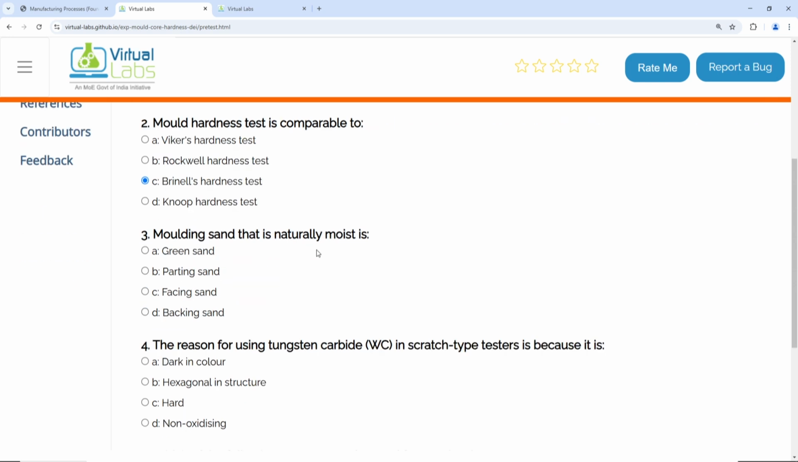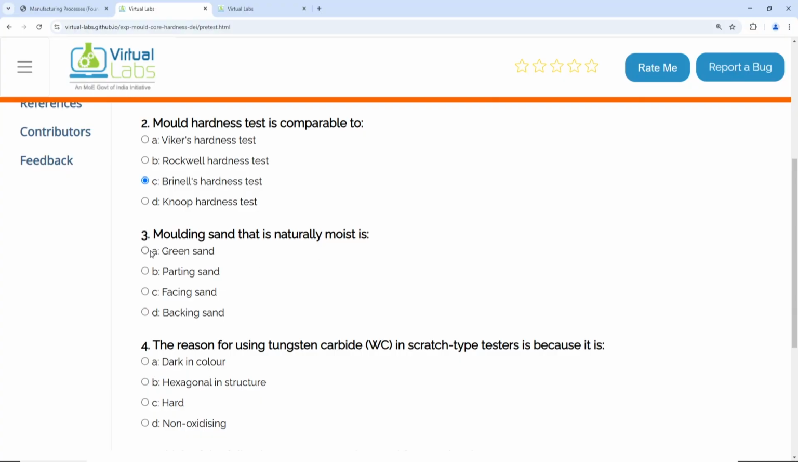Molding sand that is naturally moist comes in different kinds: green sand, dry sand, parting sand. Molding sand is generally green sand, which is a mixture of clay and water, so that the mold does not disperse until the casting has been done completely. So, this is green sand.